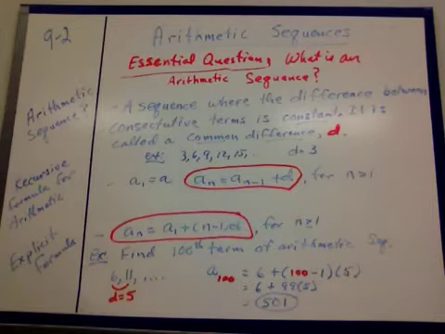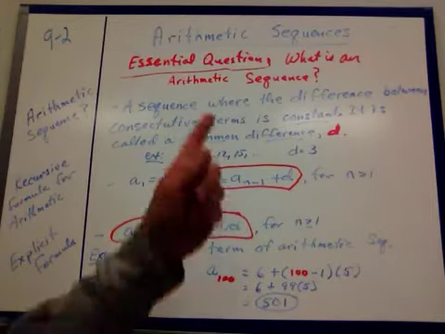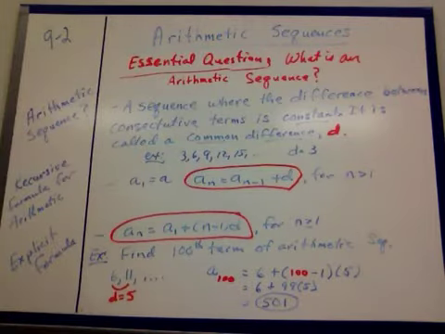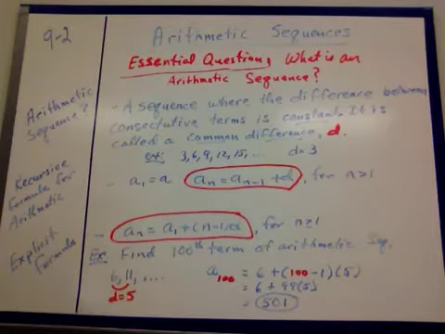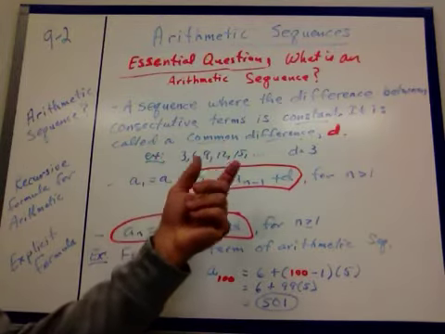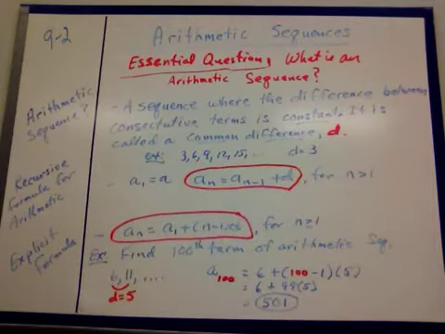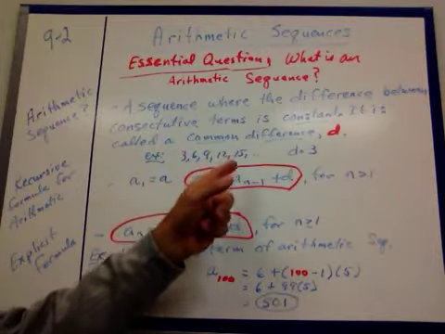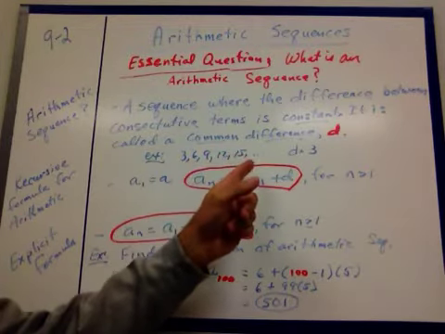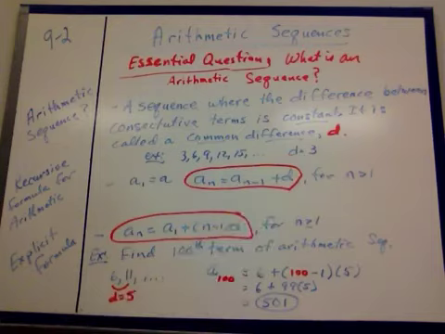Moving on. 9.2, Chapter 9, Section 2, Arithmetic Sequences. Our essential question is, what is an arithmetic sequence? Okay, well, let's define it. A sequence where the difference between consecutive terms is constant, and that constant difference is signified with a D. So when you look at something like this, 3, 6, 9, 12, 15, it goes up 3 every time. So our D is equal to 3. That's our common difference.